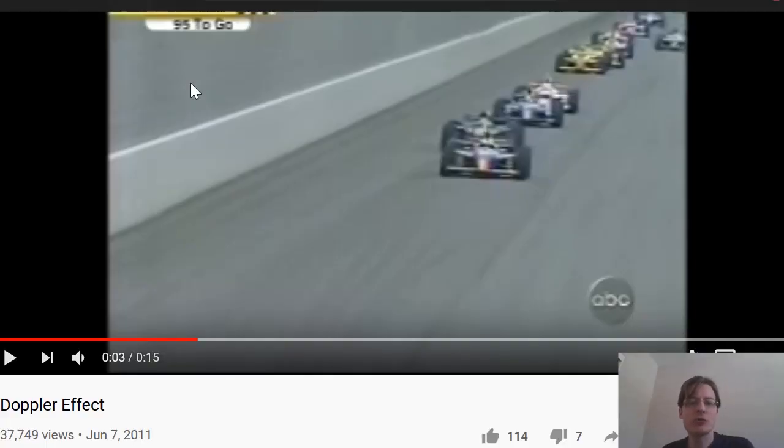Now, let me show you some more down to earth examples of Doppler effect that you've, I'm sure, heard before.